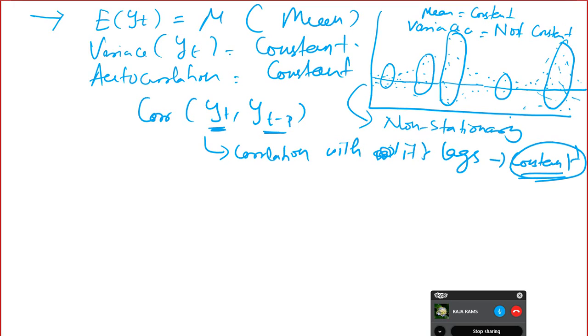See, normally what do we do? We take the correlation of two variables, right? X1 and X2. Here we are not taking two variables, we are taking the same variable with its lags. So the variable is only y, and we are taking its correlation with the lag.